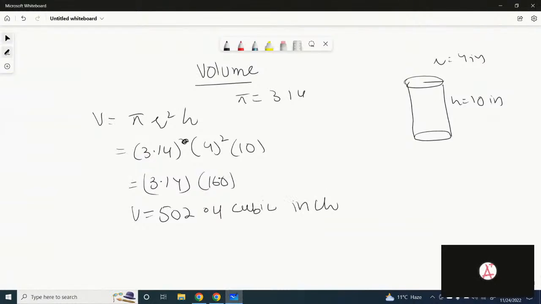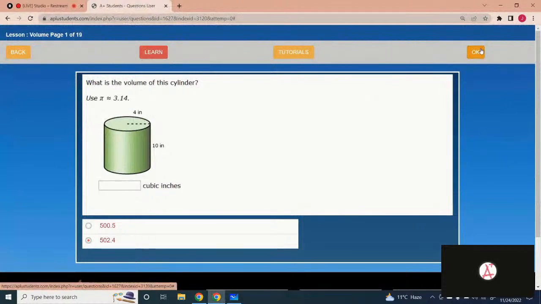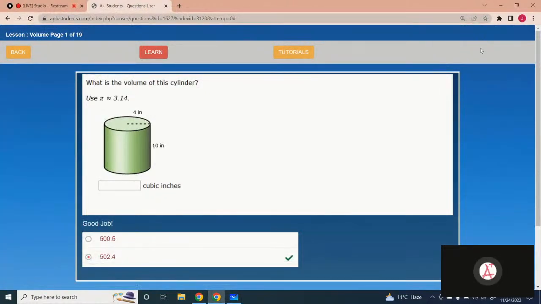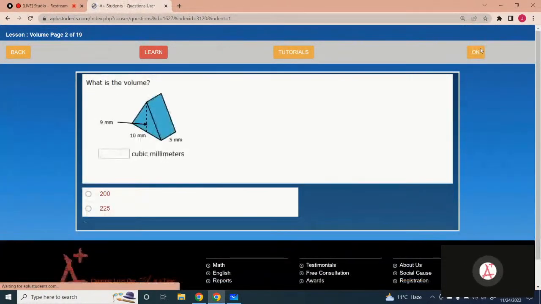Got it? This is the formula you have to use for the volume of the cylinder. Just note down the formula, memorize it, and use it whenever you have to find the volume of the cylinder. Got it? It is 502.4. If you have any question, just write the question in the chat box. I'll answer all your questions.